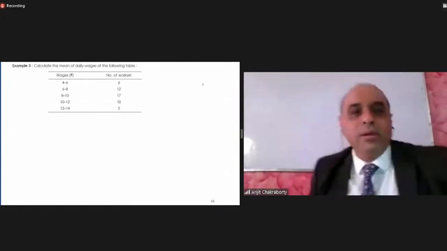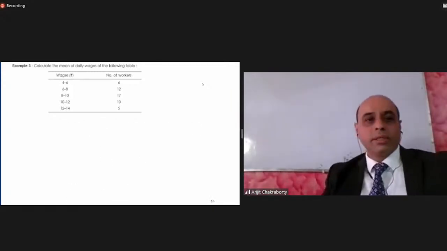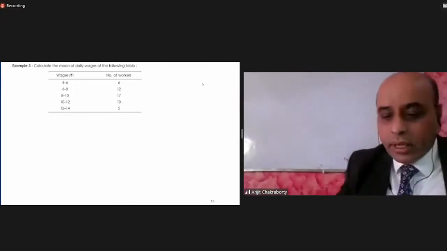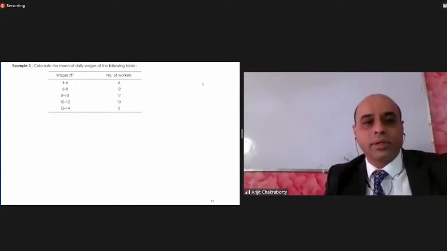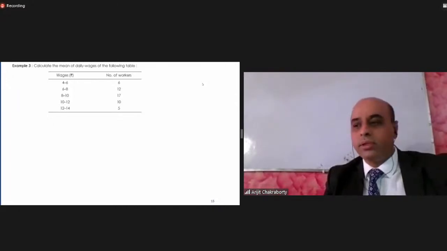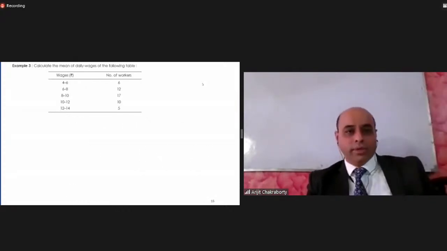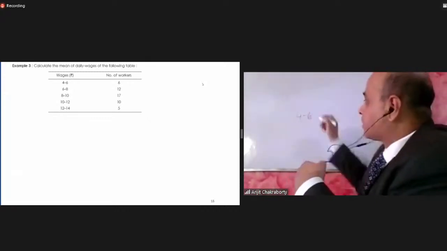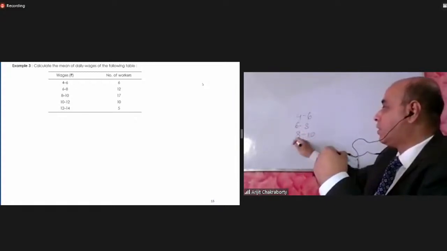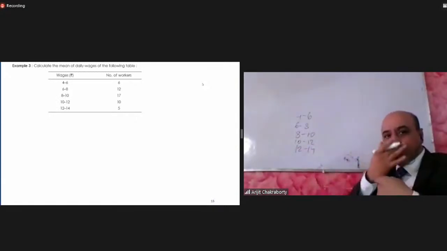So we have to find the mean wages. You can see the wages is given, 4 to 6 has 5 workers. And then you have 6 to 8 is 12 workers, 8 to 10, 17 workers, 10 to 12, 10 workers, and 12 to 14, you have 5 workers. So we will first try to find out the mid value. 4 to 6, 6 to 8, 8 to 10, 10 to 12, and 12 to 14. You can see this is like a range.